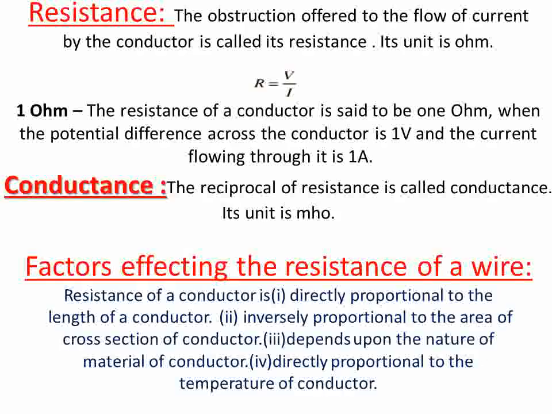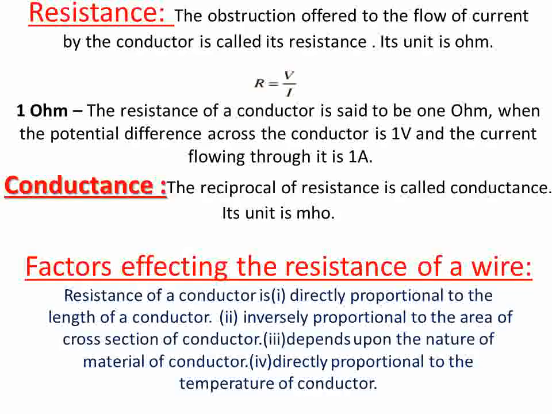Now there are factors affecting the resistance of a wire. Point number 1, resistance is directly proportional to the length of the conductor. It means a longer wire has more resistance in comparison to a shorter wire. Point number 2, resistance is inversely proportional to the area of cross section. It means a thicker wire has low resistance, and a thin wire has more resistance.